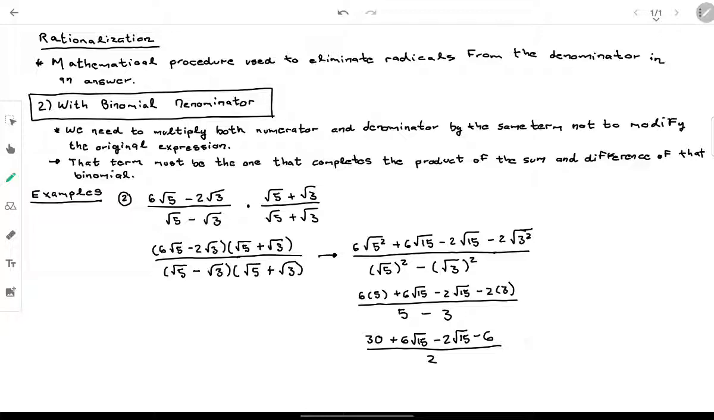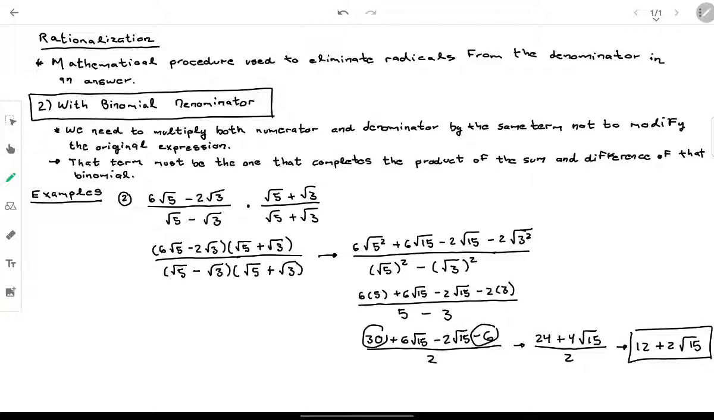So in this case, it's going to be 24. That is 30 minus 6. Then it's going to be plus 4 the square root of 15. All of it divided by 2. Of course, maybe we can continue factoring because every term is divisible by 2. So our answer is going to be 12 plus 2 that multiplies the square root of 15.